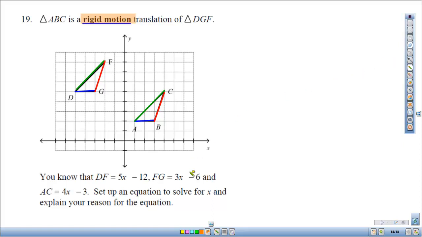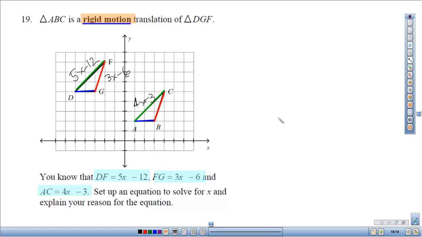All right, so here's the rest of the problem. Right down here, they tell us that segment DF has a length of 5x minus 12, and I'd actually be smart to just write that on there. Segment DF has a length of 5x minus 12. And the next thing they tell me is that segment FG right here, who is FG? FG is right here, has a length of 3x minus 6. And finally, they tell us that segment AC has a length of 4x minus 3. So segment AC right here, 4x minus 3.